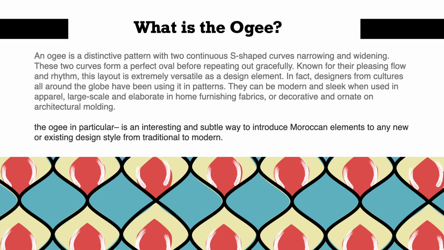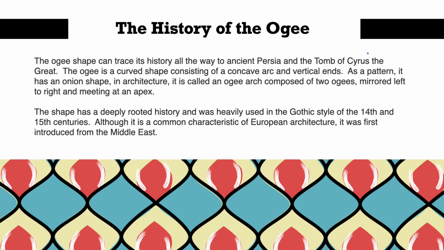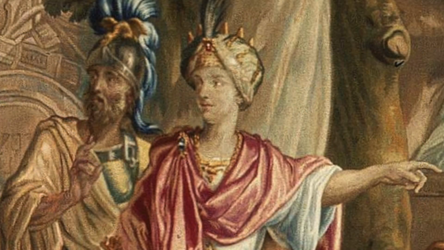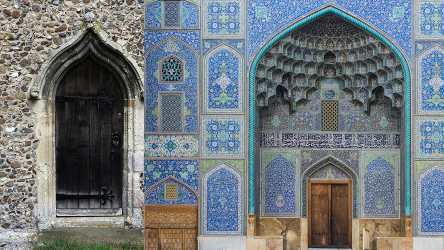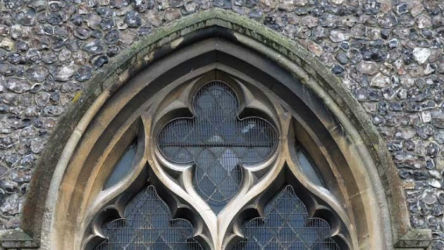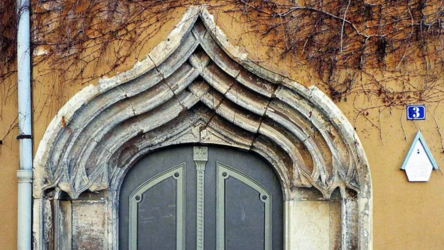So when we're looking at the history of the Ogee style, this shape can trace its history all the way to ancient Persia and the tomb of Cyrus the Great. The Ogee is a curved shape consisting of a concave arc and vertical ends, and as a pattern, it almost has an onion shape. In architecture, it's called an Ogee arc, composed of two Ogees mirrored left to right and then meeting at an apex. The shape has a really deeply rooted history and was heavily used in the Gothic style of the 14th and 15th centuries. Although it is a common characteristic of European architecture, it was first introduced from the Middle East.